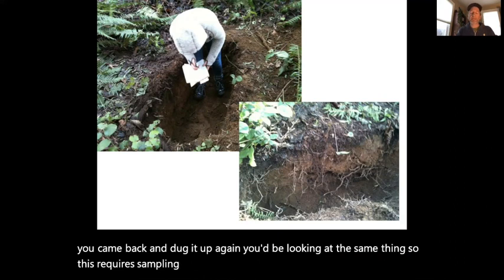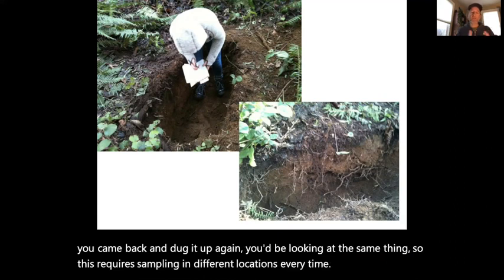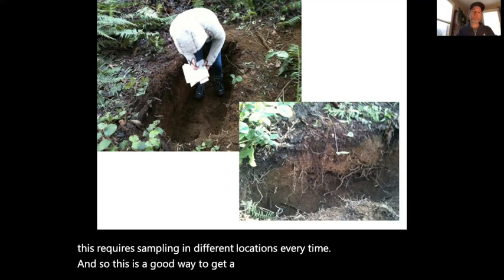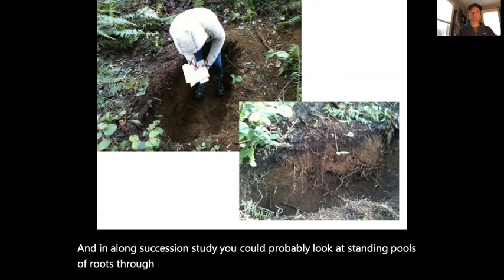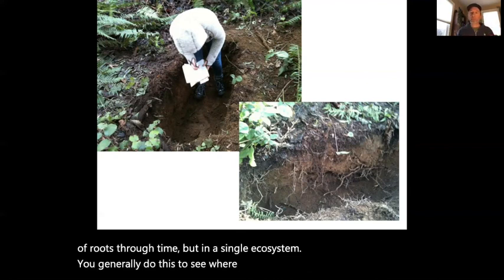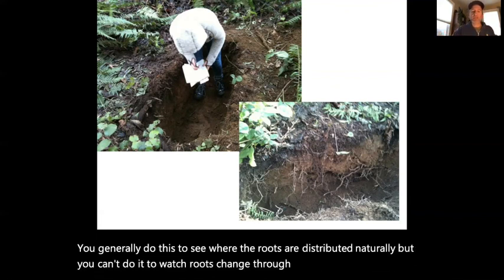So this requires sampling in different locations every time. And so this is a good way to get a standing pool. And in a long succession study, you could probably look at standing pools of roots through time. But in a single ecosystem, you generally do this to see where the roots are distributed naturally, but you can't do it to watch roots change through time since there's such a big disturbance factor.